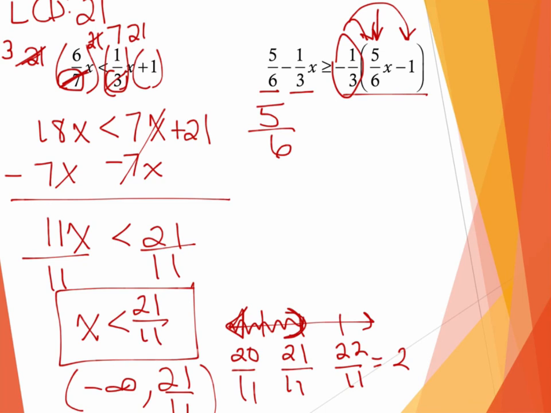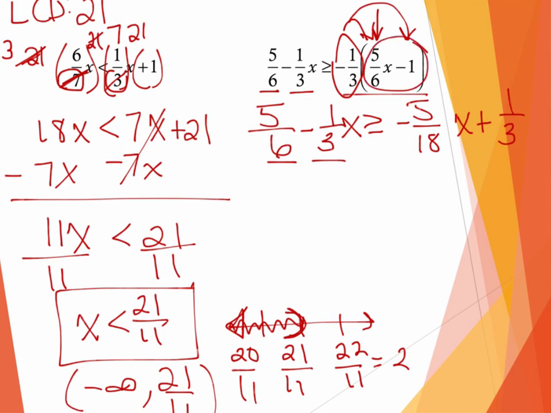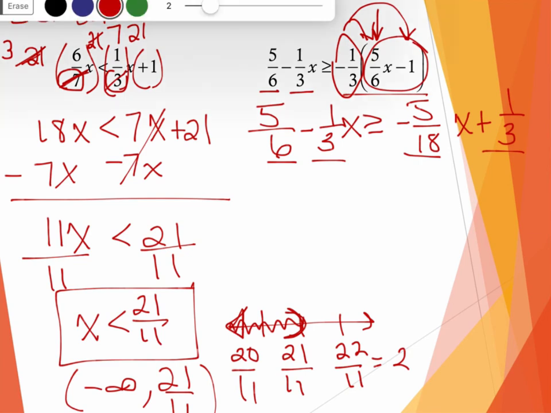I have 5/6 minus 1/3 x is greater than or equal to negative 5/18 x minus a negative, so that would be a plus 1/3. Now that I have all of these separate terms, I don't have this kind of weird factor times a multi-term factor going on. I could just multiply each one of these terms by the LCD, which is going to be 18. I'm going to switch colors so it's a little easier to follow.